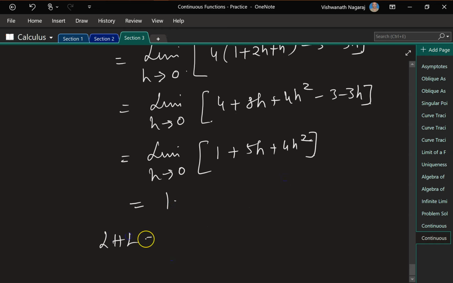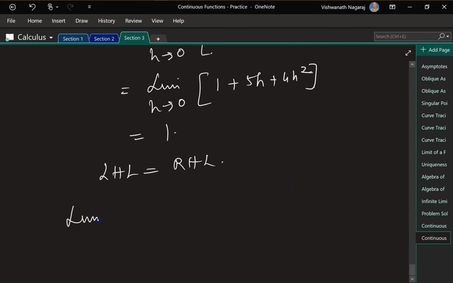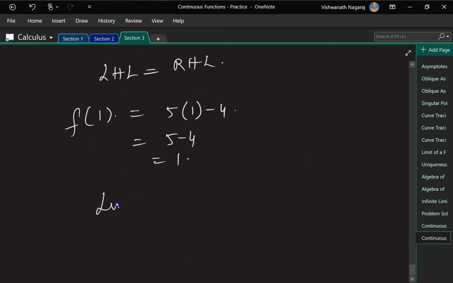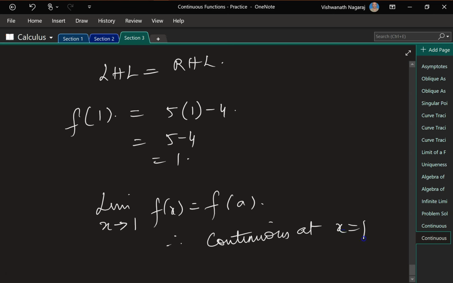Now LHL is equal to RHL and they both exist. So the limit exists. Now let's figure out f of 1. F of 1 would be equal to 5 times 1 minus 4. So 5 minus 4, which is 1. So limit as x approaches 1 of f of x is equal to f of a. So therefore continuous at x equal to 1.